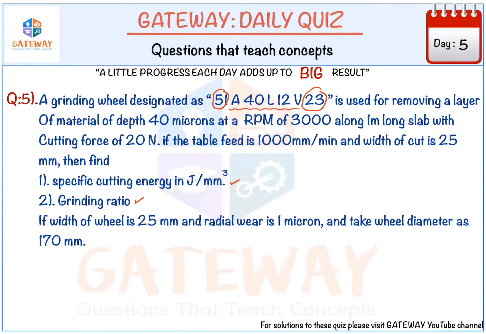but the main things are these five parameters inside. The first parameter, alphabet A, denotes the type of abrasive used on the grinding wheel, and here A denotes Al2O3. Next number is 40, where you can observe alphabet, number, again alphabet, so that is the series used here. What does the 40 indicate? The 40 indicates the grain size, and according to the designation, 40 indicates a medium grain size.